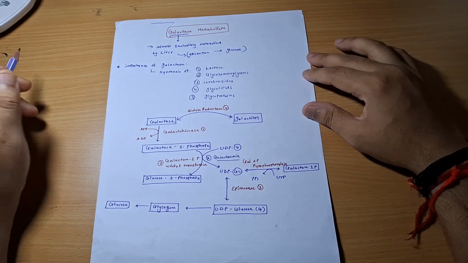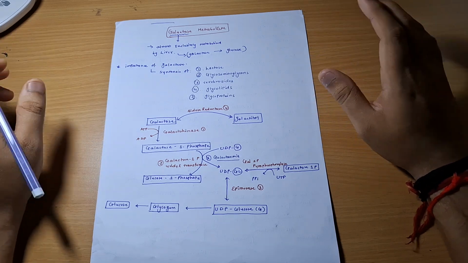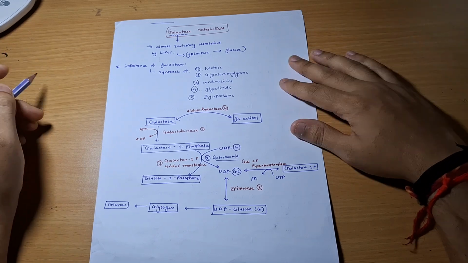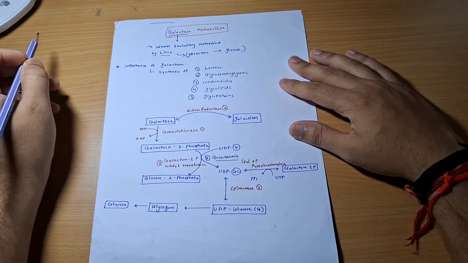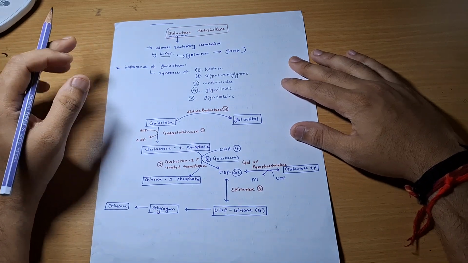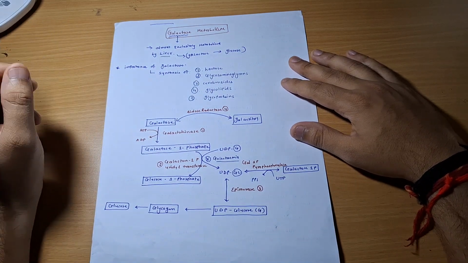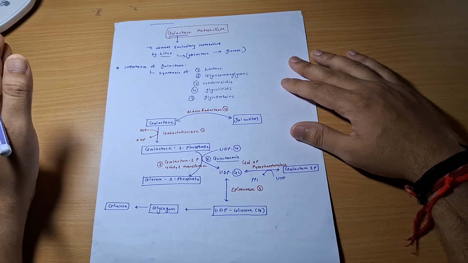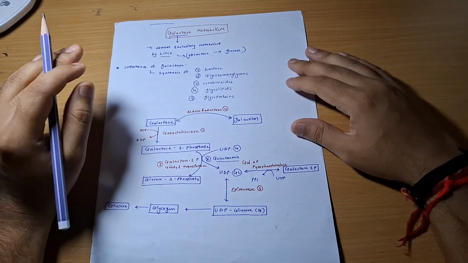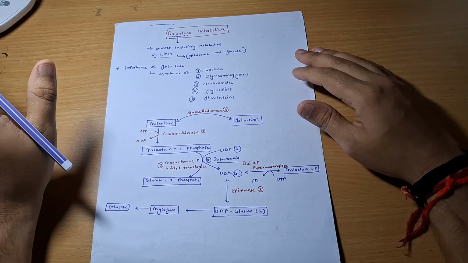Galactose metabolism. Almost exclusively the galactose is metabolized by the liver. Okay, this is a very important point. The ultimate byproduct of galactose metabolism is glucose. So galactose का glucose में conversion होता है liver में. Almost exclusively it is metabolized in the liver.